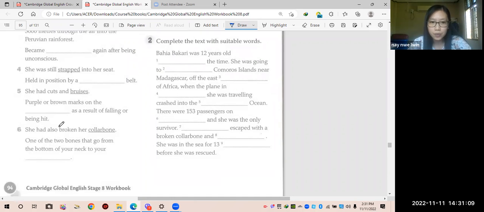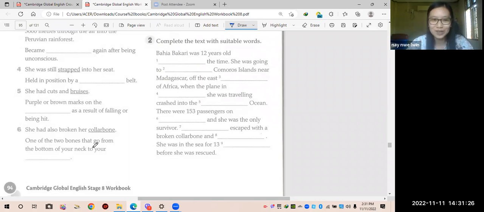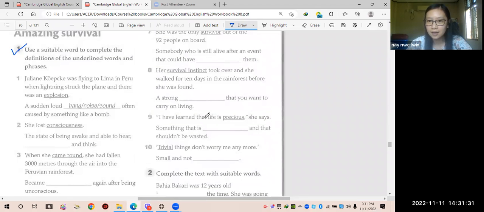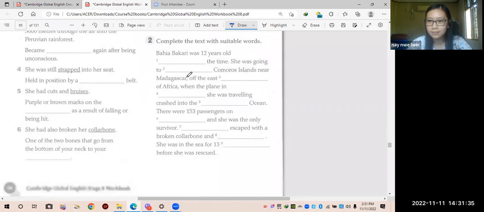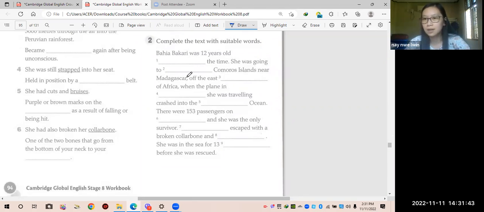And she had also broken her collarbone. So the definition of collarbone is one of the 2 bones that go from the bottom of your neck to your shoulder. Shoulder, okay. How about the others? What have you got? The same answer, okay.